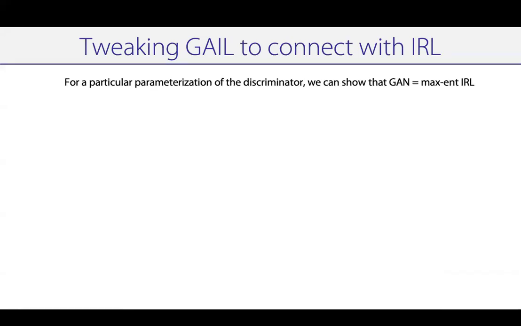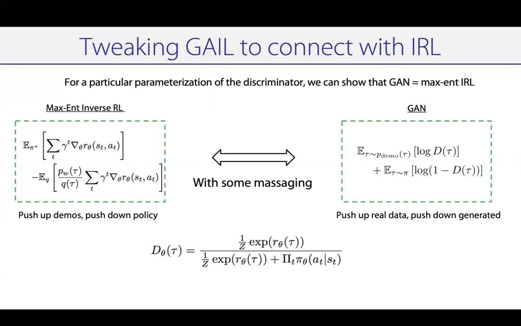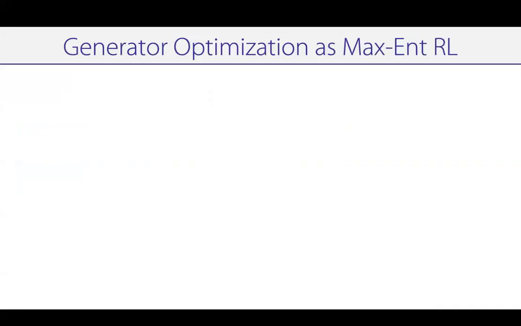Now, what we're going to try and do is stick this into a GAN. So the GAN objective looks something like that, right? We're going to stick this into the GAN in place of D, and we're going to try and show that it gives us back inverse RL. We're going to stick in this particular form of D. Okay, so we want to show that the generator optimization gives you max ent RL, and the discriminator optimization gives you max ent IRL.